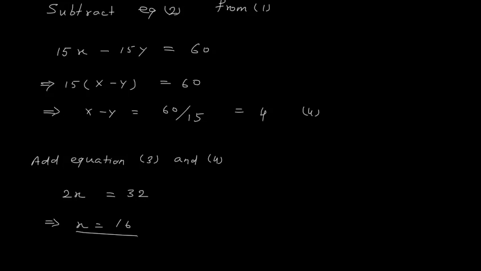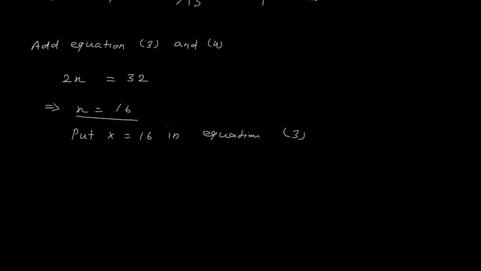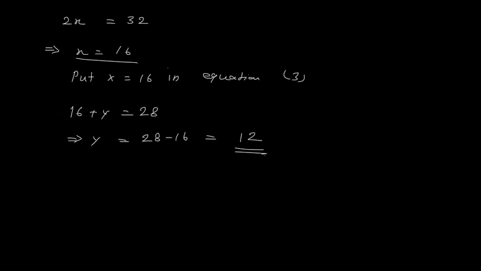Now we will put this value of x in any of the equations. So put x = 16 in equation 3. Our third equation is x + y = 28. So it gives 16 + y = 28, and this gives y = 28 minus 16, which is 12. So x is 16 and y is 12.